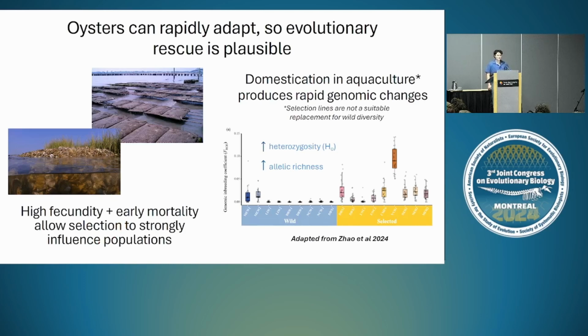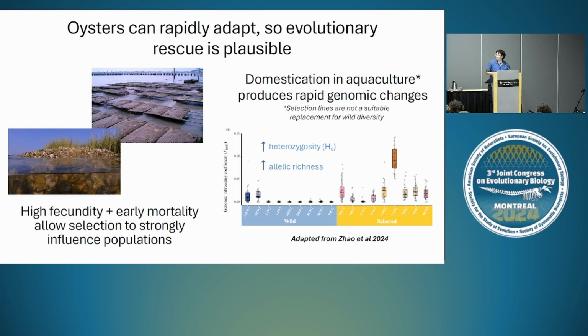However, we know that oysters can rapidly adapt, so evolutionary rescue to these biotic stressors may be plausible. And there's two reasons that we know that oysters can rapidly adapt. The first is the combination of life history strategies, so high fecundity and early mortality allow selection to strongly influence the populations. And secondly, from empirical work, we've seen that domestication in aquaculture or selection lines can produce rapid genomic changes under just a few generations of time.